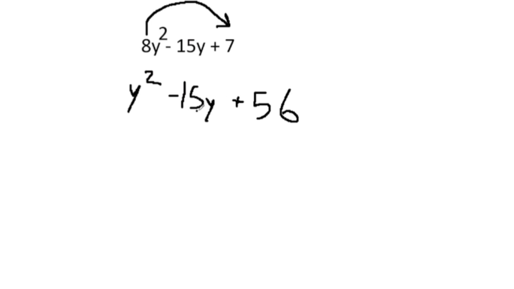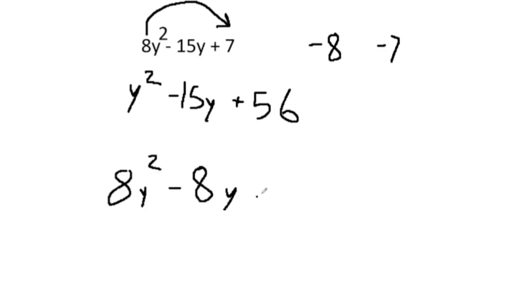Now let's get some numbers that add to negative 15 and multiply to 56, which would be negative 8 and negative 7. Now that we have these two numbers, let's bring back our original equation, but factor in negative 8 and negative 7. So 8y squared minus 8y minus 7y plus 7.